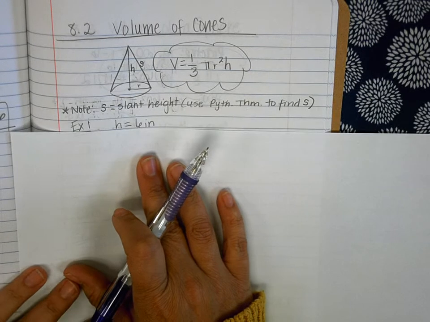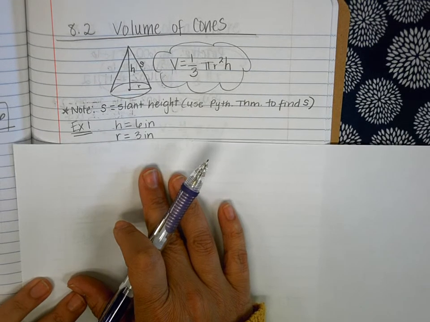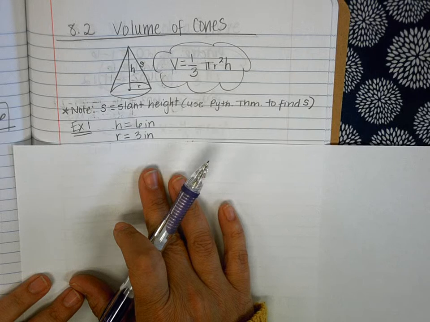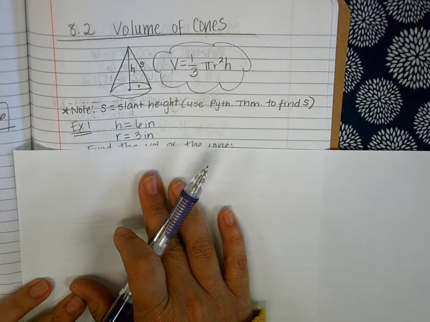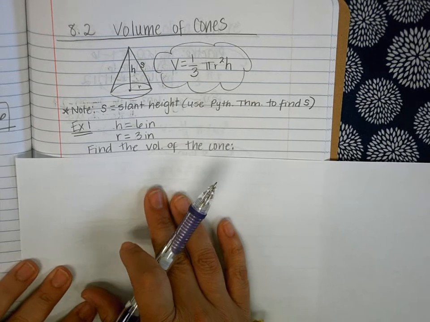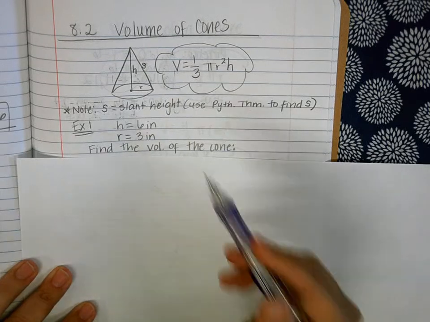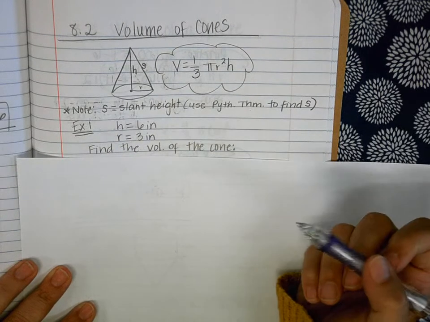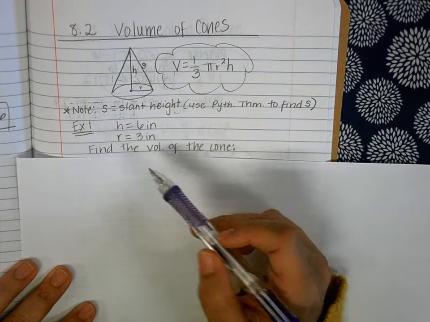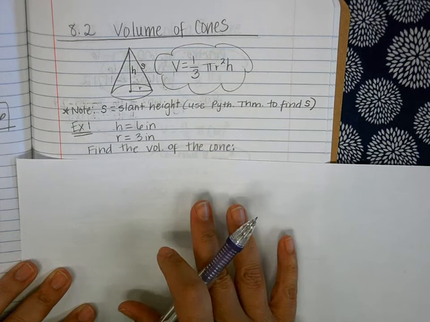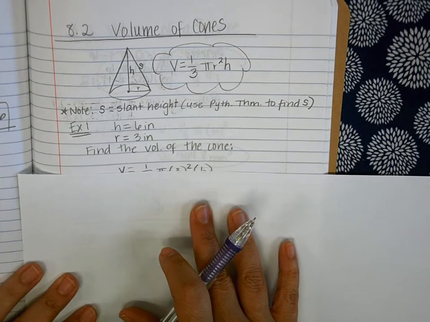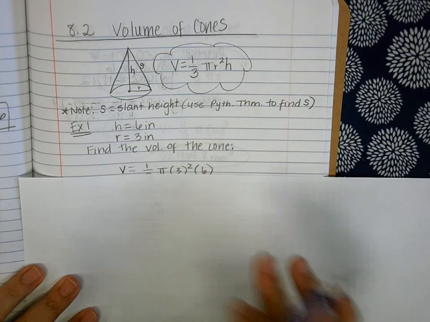Okay, so here's an example. We have a height of 6, a radius of 3 inches, and I want you guys to find the volume of this cone. Okay? So all we have to do is plug these numbers into that formula. So height of 6, radius of 3. Okay? So remember, the only difference is 1/3.